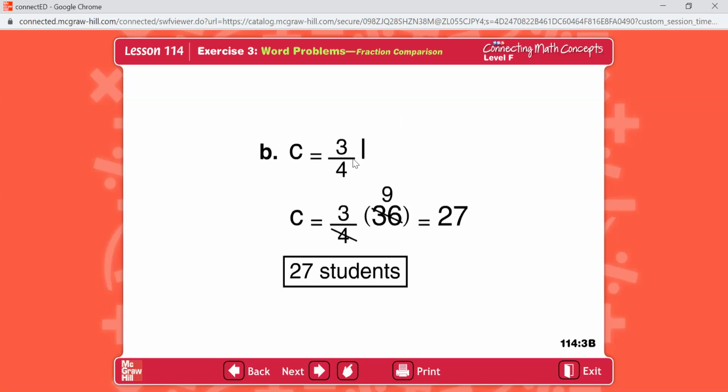C equals 3/4 L. You plug in 36 for L. You reduce 36 and 4. Then you multiply straight across. 3 times 9 equals 27. So C equals 27, 27 students.